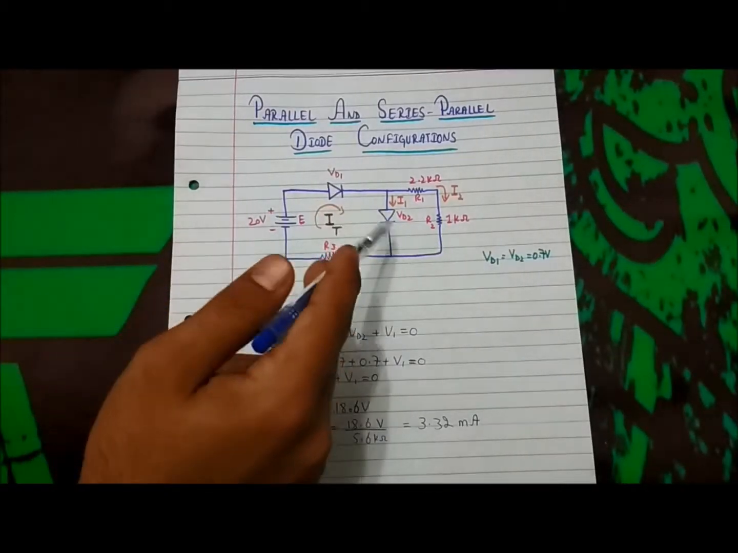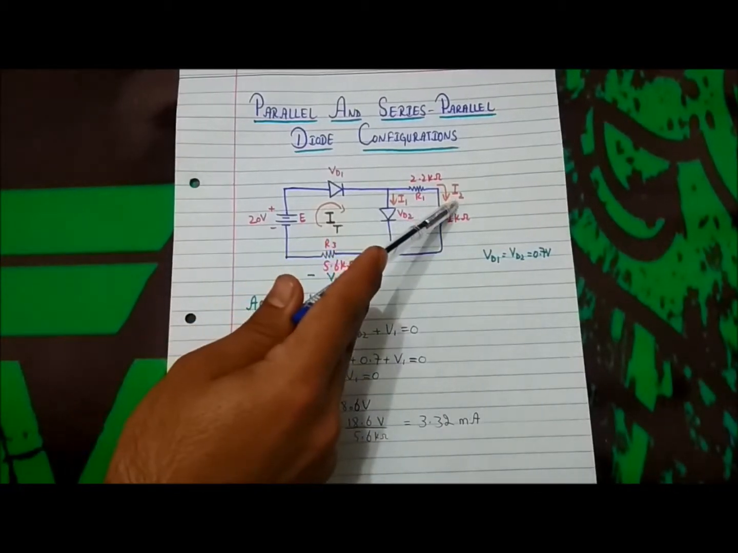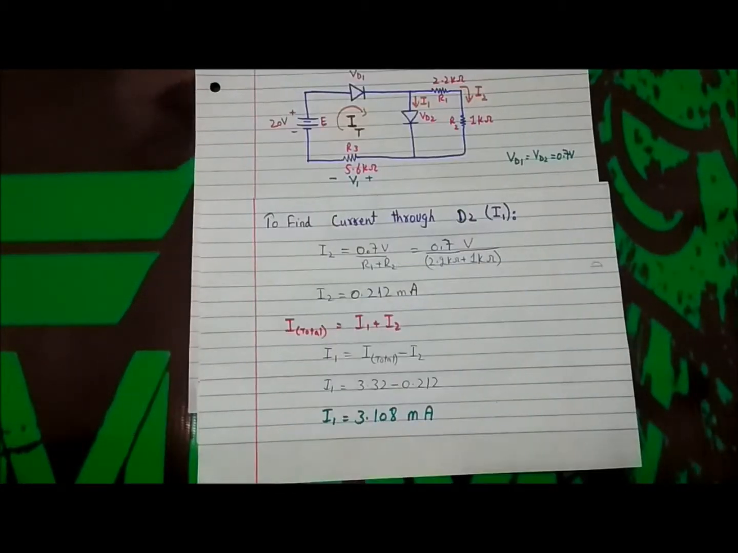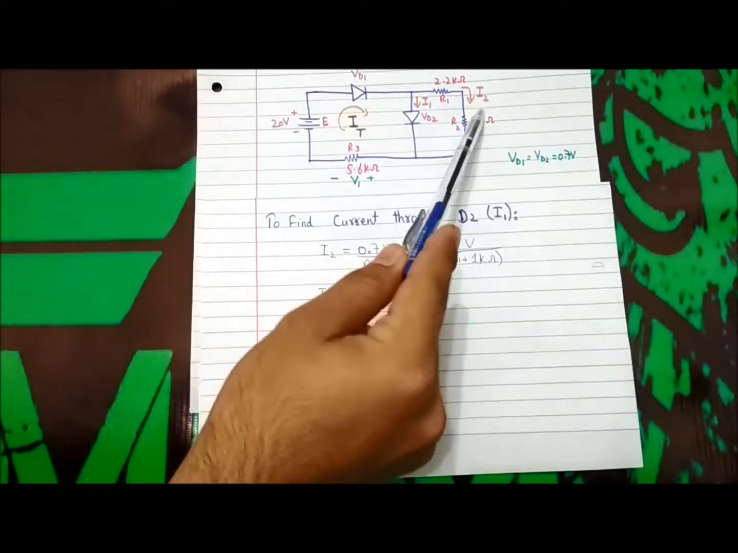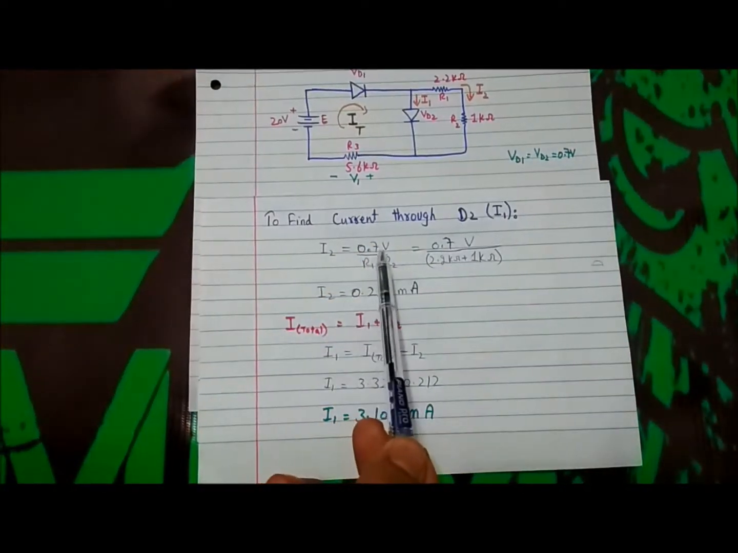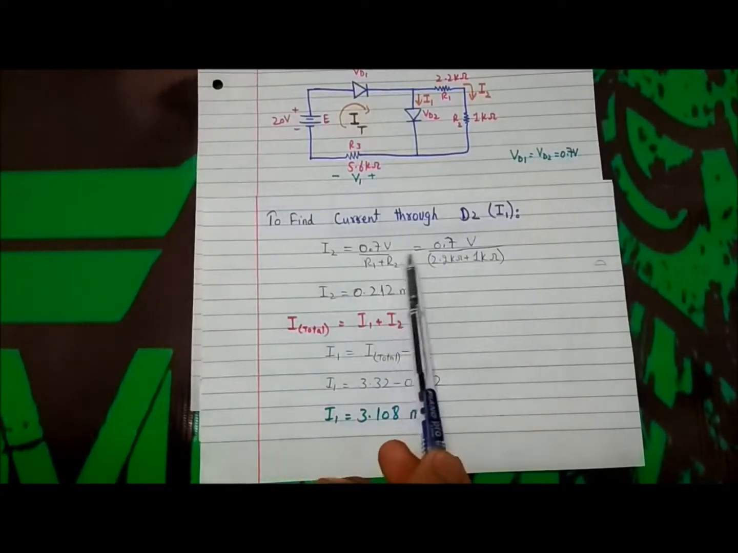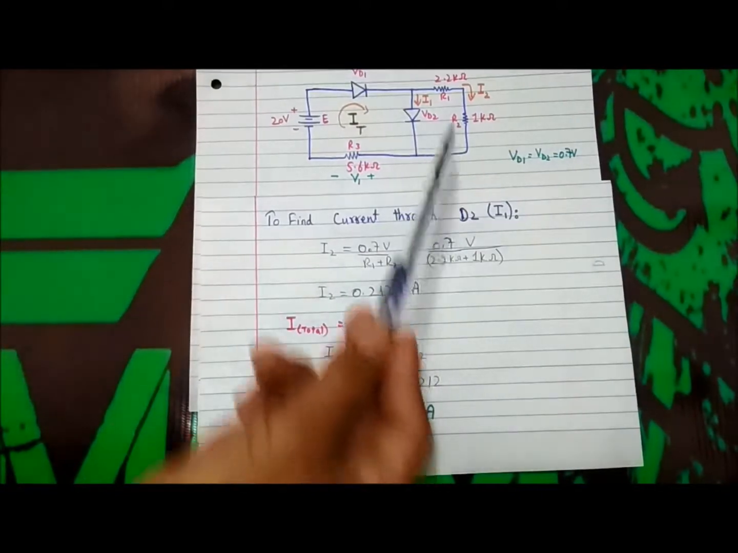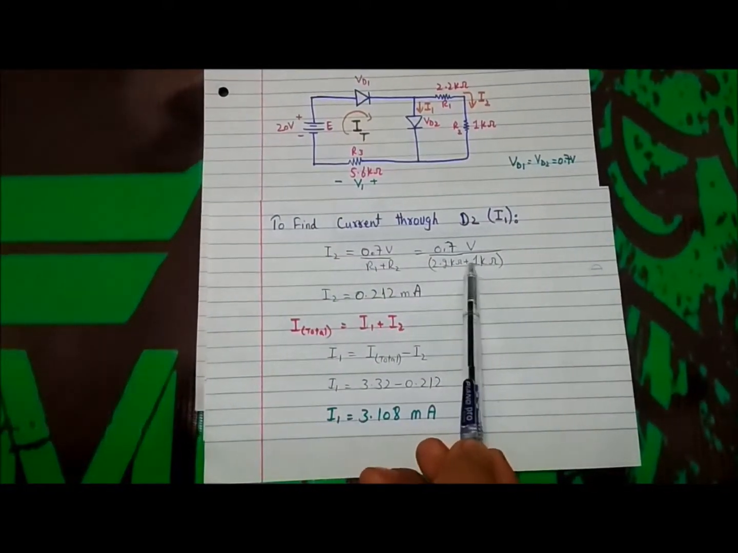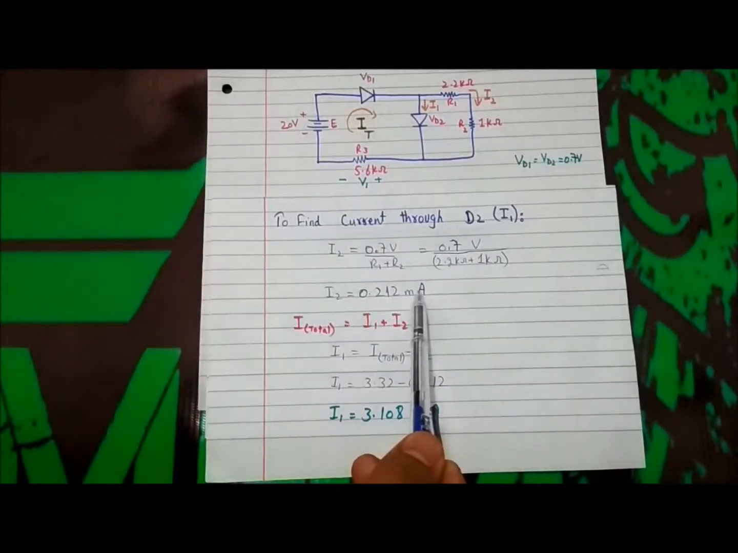Similarly, if I want to find I1 flowing through this silicon diode, or I2 flowing through these resistors, I will apply Ohm's law. To find I2, the current flowing through these resistors, I apply Ohm's law, V over R. V is our 0.7 volt, and R is the equivalent resistance of these two resistors; as both are connected in series, I will sum their resistances. So I have I2 equal to 0.212 milliampere.